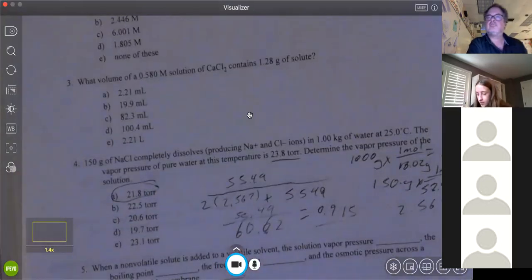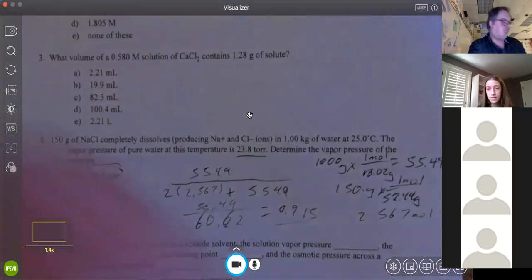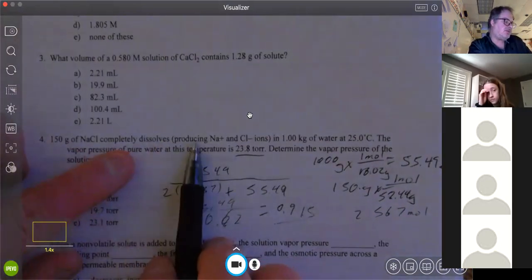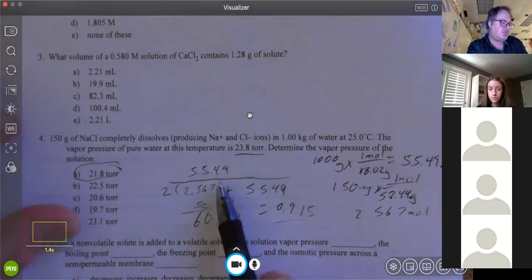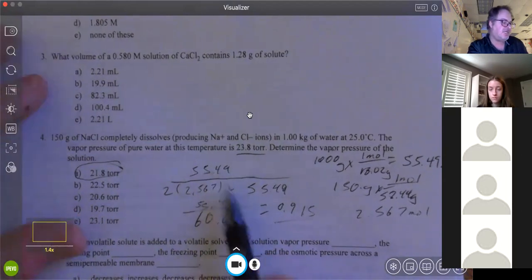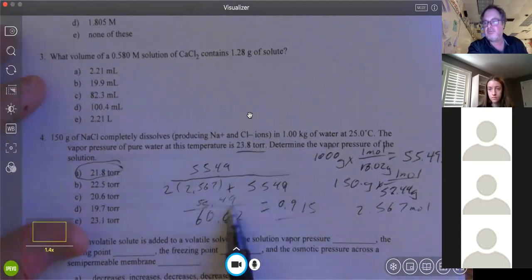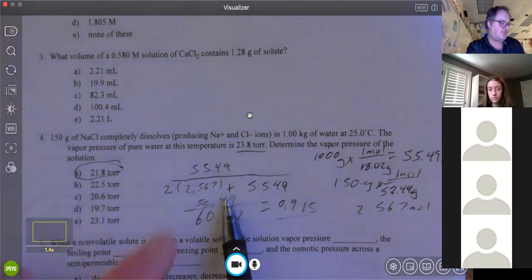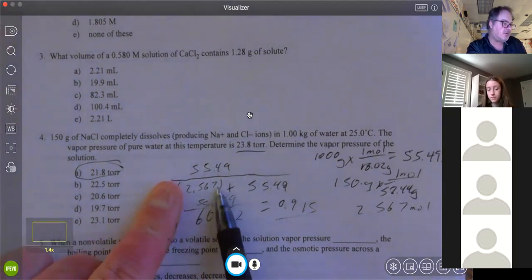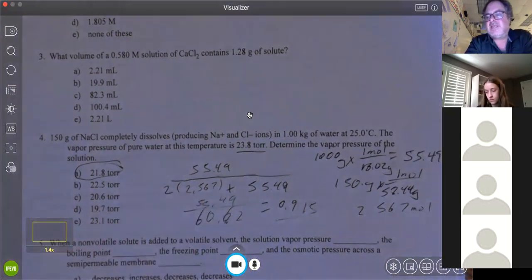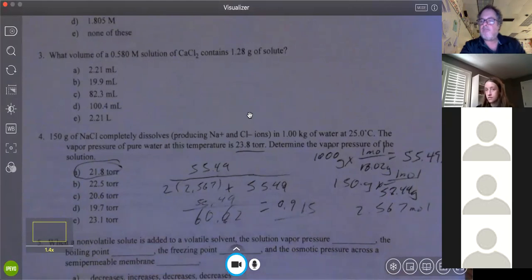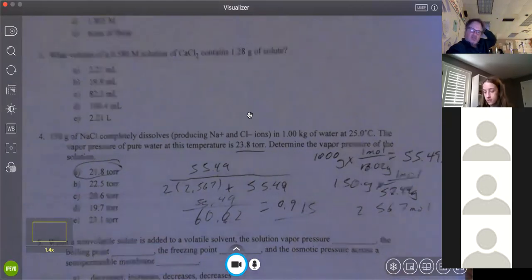Why did you put the 2 in front of the moles of NaCl? So NaCl completely dissolves, producing Na plus and Cl minus ions. The mole fraction is the moles of the solvent over the total moles in the solution. So for every 1 mole of the 2.567 moles of salt, we get 2 of those though. It's the i factor. You remember the van 't Hoff factor, the i? That's what that 2 is. Oh, okay, because sodium chloride dissociates, yeah.